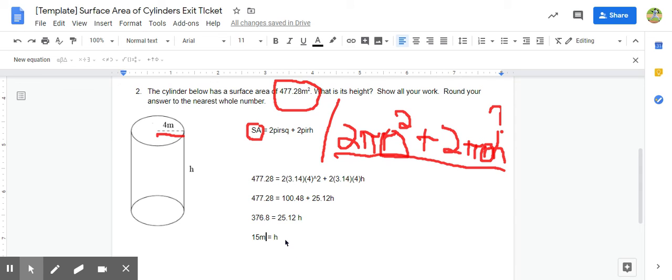Okay? And also, we could always double check that to make sure we're right. Use this formula for surface area, 2 pi r squared plus 2 pi rh. Insert 4 for radius, insert 15 for height. And when you plug those numbers in, you should see that the cylinder has a surface area of 477.28 meters squared.